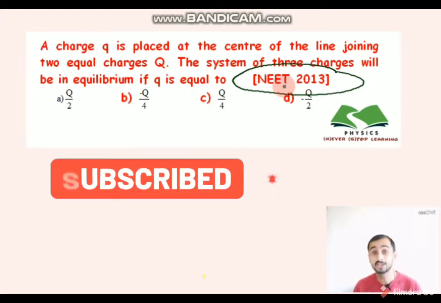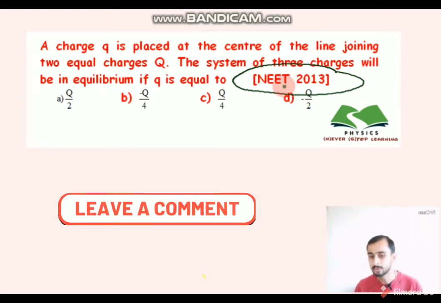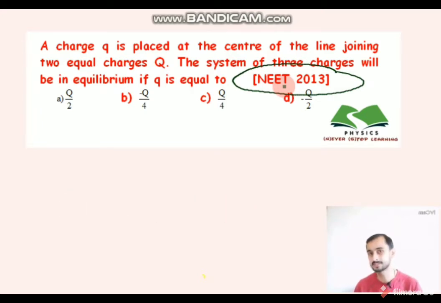Given that a charge q, small q, is placed at the center of the line joining two equal charges, capital Q, the system of three charges will be in equilibrium if q is equal to. Try to visualize this problem first. Initially there are two charges, capital Q, separated by a certain distance, and now you are placing one more charge at the midpoint of the line joining these two charges. Let's solve this problem using some diagram.